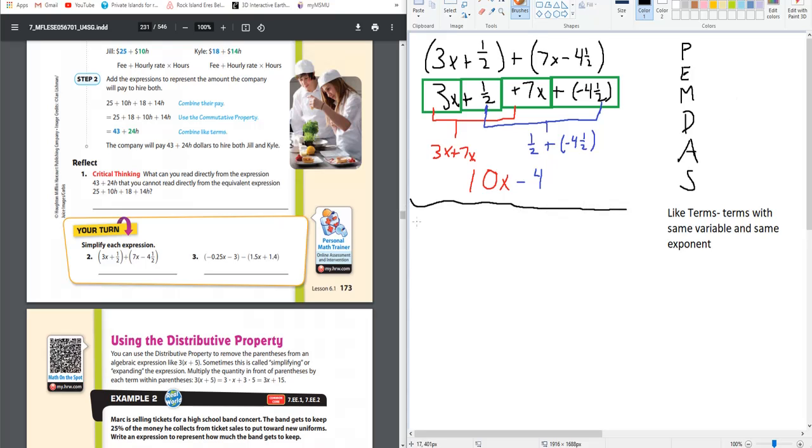Okay. Now let's do the next one. Negative 0.25x minus 3 minus 1.5x plus 1.4. All right. Again, remember, we're using parenthesis first. We are minusing everything in here. So we're going to be minusing the 1.5x. We're going to be minusing the plus or positive 1.4. We're minusing everything. So here, we just bring it down. There's nothing in front of it. There we go.